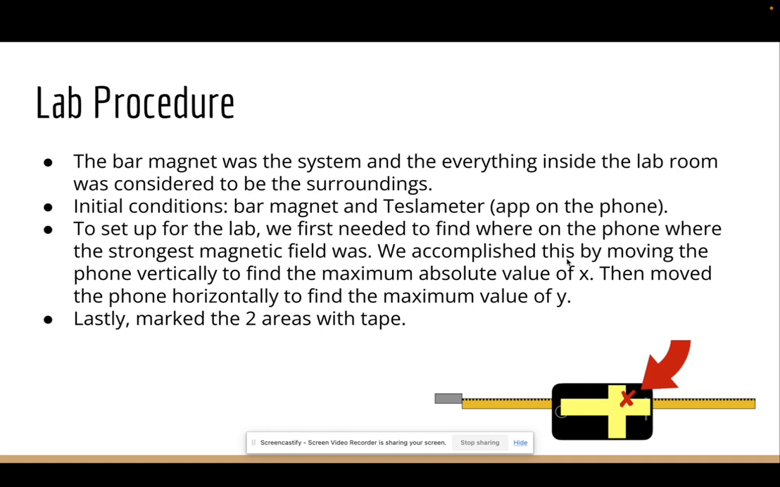To set up for the lab, we first needed to find where on the phone the strongest magnetic field was. We accomplished this by moving the phone vertically to find the maximum absolute value of x, then moving the phone horizontally to find the maximum value of y. Lastly, we marked those spots with 2 pieces of tape.